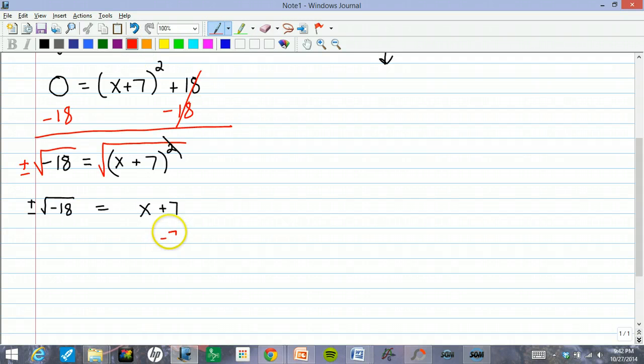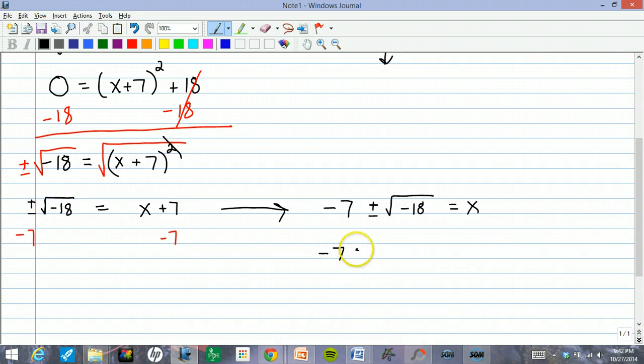Last, x plus 7, undo this by subtracting 7 from both sides. And I'm just going to write my answer over here. So I have -7 plus and minus the square root of -18. That's it. That's the solution. Not simplified, but these are the non-real zeros, right? So let's simplify because we need to be able to put our answer in simplest form.